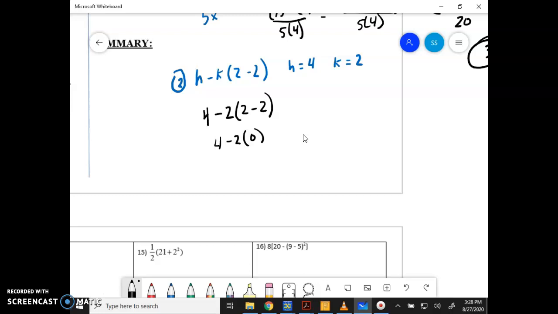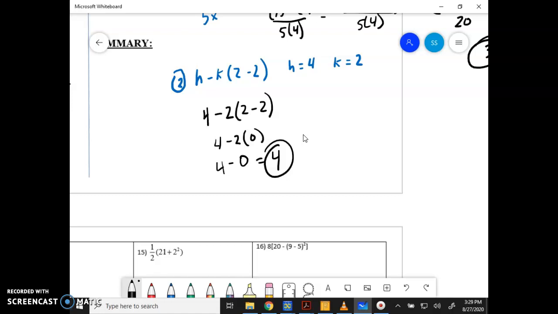Okay. Now I have subtraction and multiplication. I need to multiply before I subtract, right? So negative 2 times 0 is 0. Okay, or you could think about that as 4 minus, and just see what that is equal to. 4 minus 0 is 4. Okay, so your final answer here is 4.